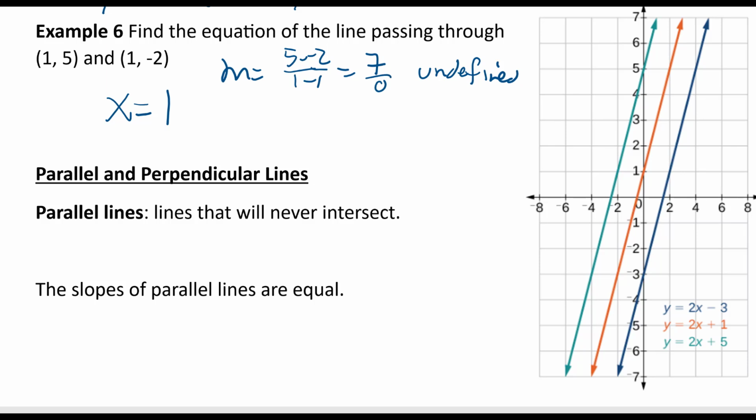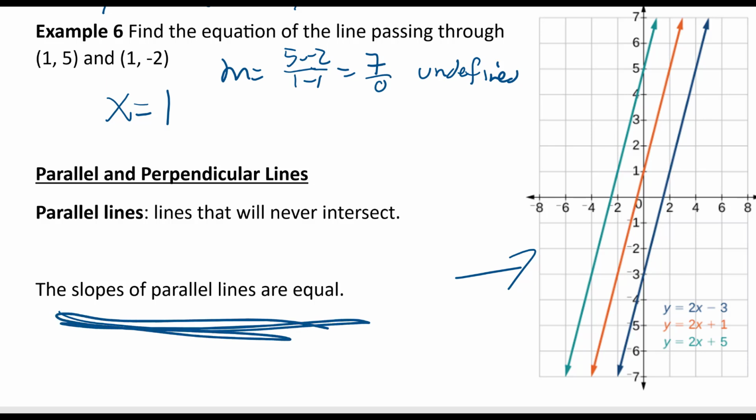Now let's talk about parallel and perpendicular lines. I have this graph here that shows three lines side by side. Those are parallel lines. They have the same slope and they don't intersect. The point I should make here is that the slopes of parallel lines are equal. If you look at these three equations, they all have a slope of 2. They cross the x-axis and the y-axis at different places, but they have the same slope, so they never intersect.